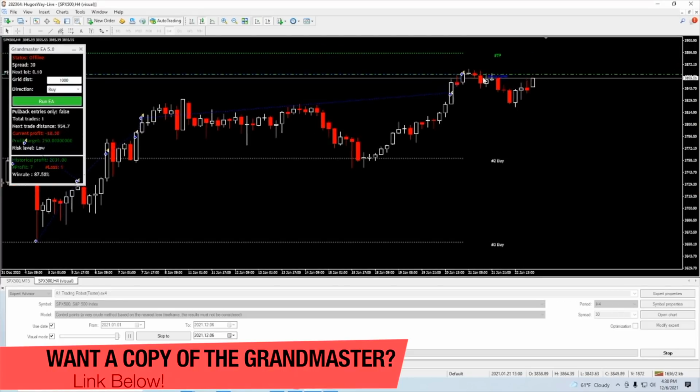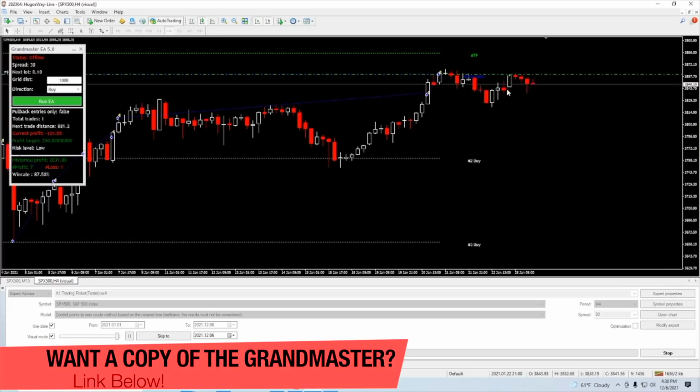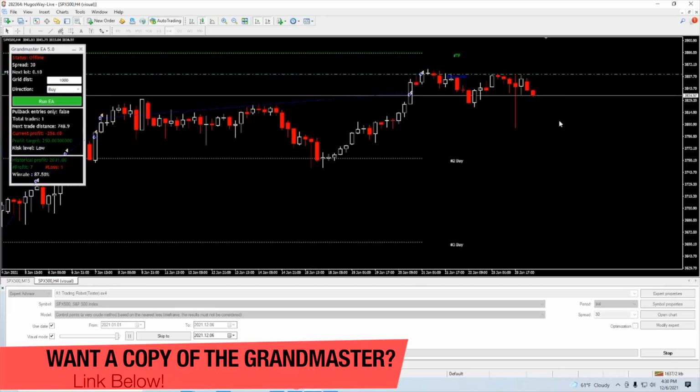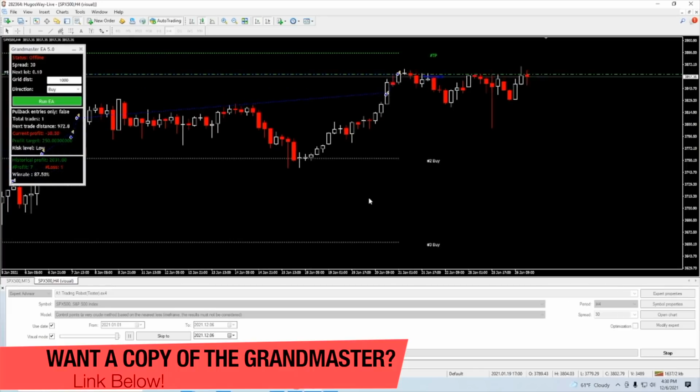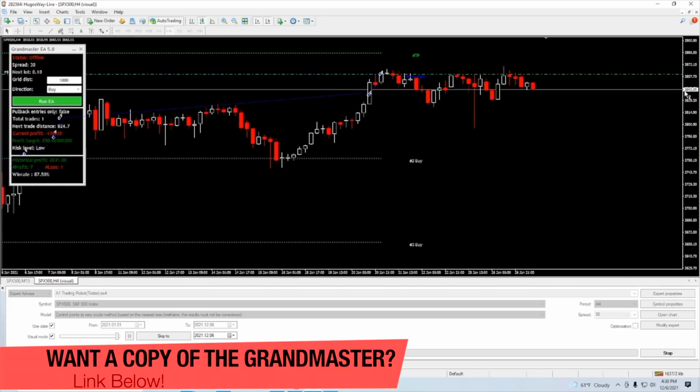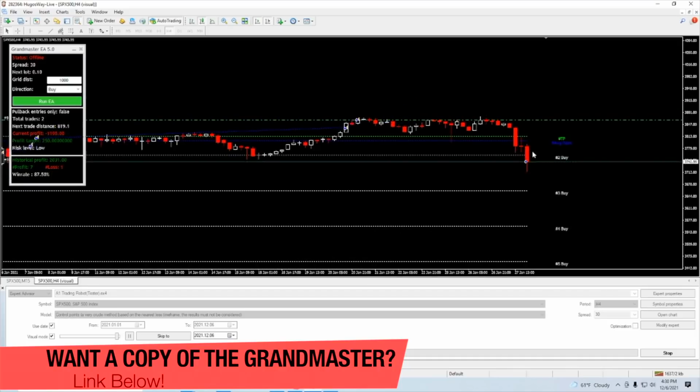Now you can see there it is taking another trade and running up, and we'll see if this one comes down for another one. But again, the idea is the same. It's pretty repetitive, and honestly, it gets pretty boring.